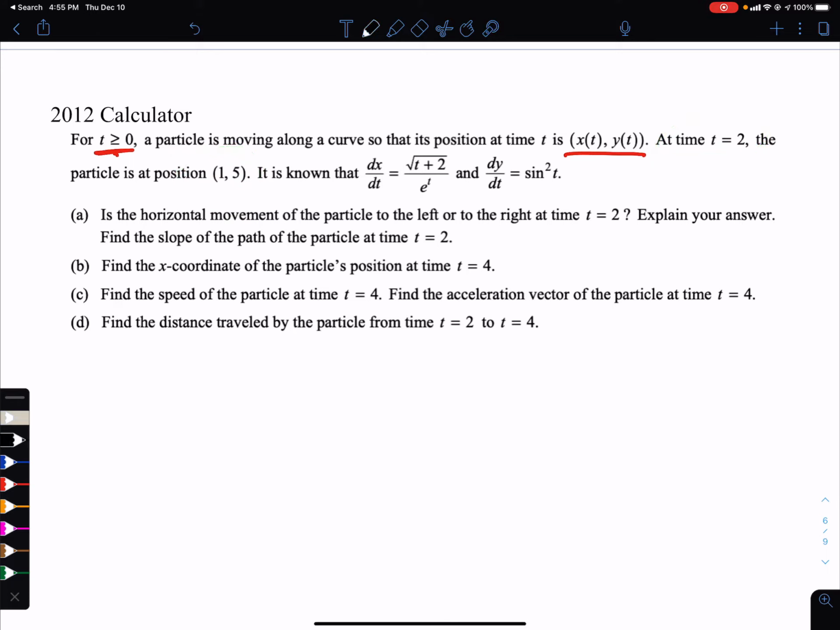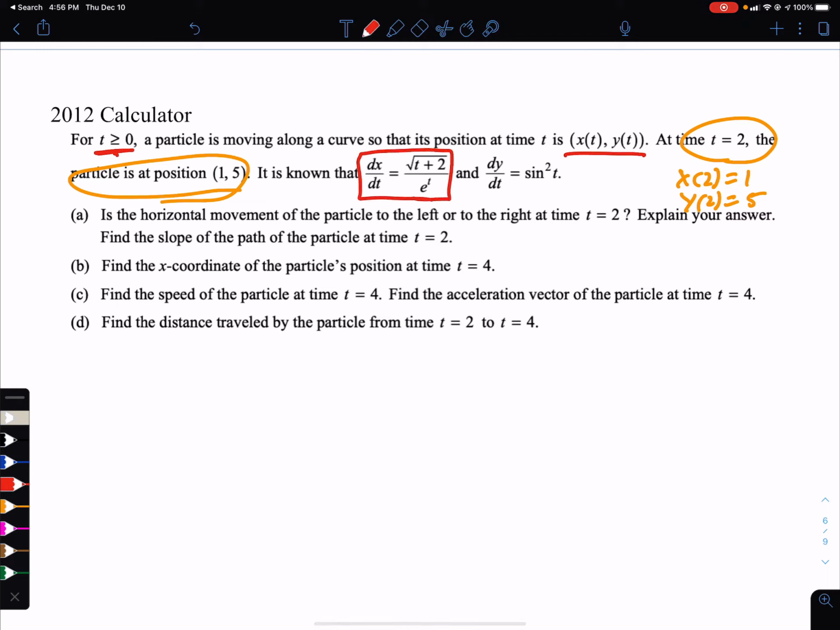Now, we need to talk about this, and we need to tell ourselves what that means. That means that x of 2 is 1 and y of 2 is 5. It tells you when time t equals 2, I know the x and y position. Okay? Then we have dx/dt and dy/dt given. So we actually have the velocities in the x and y.